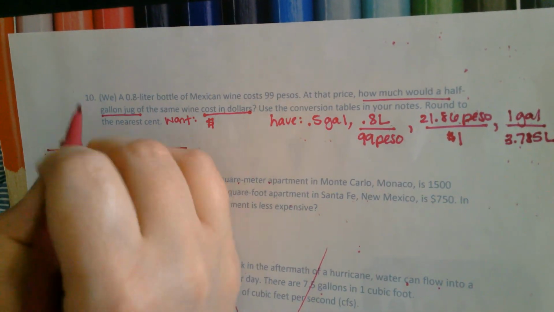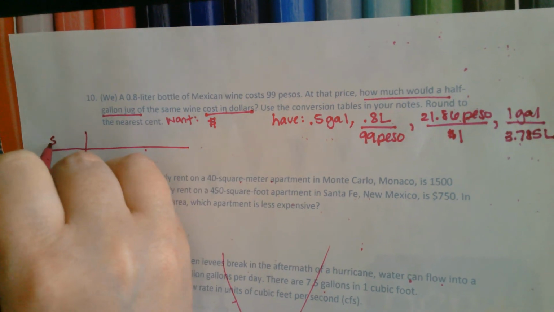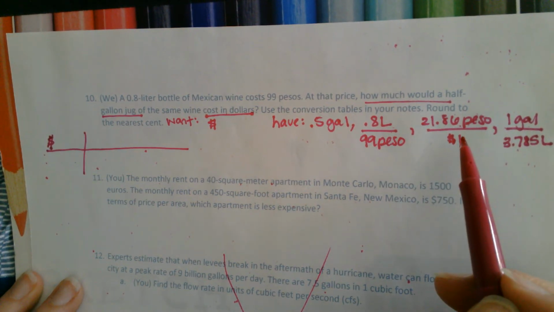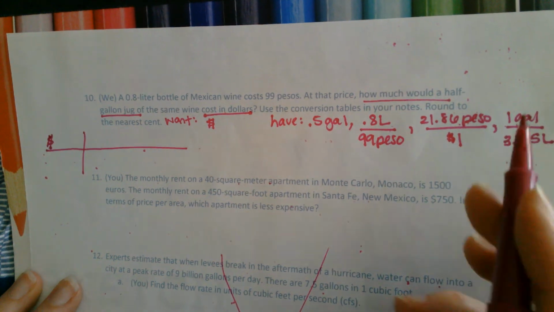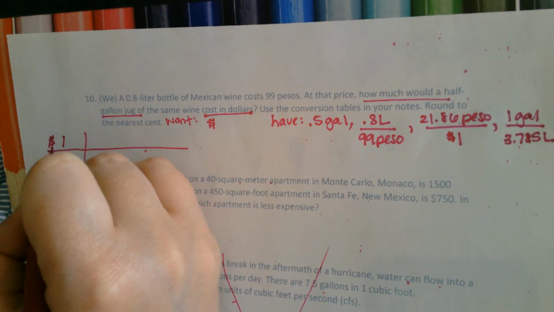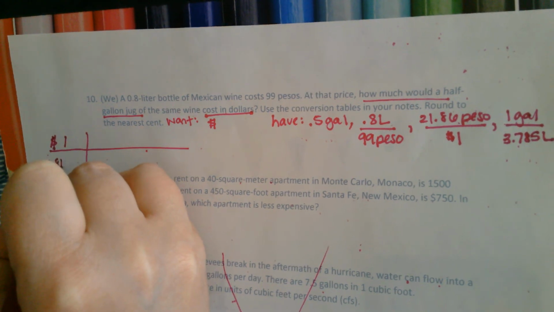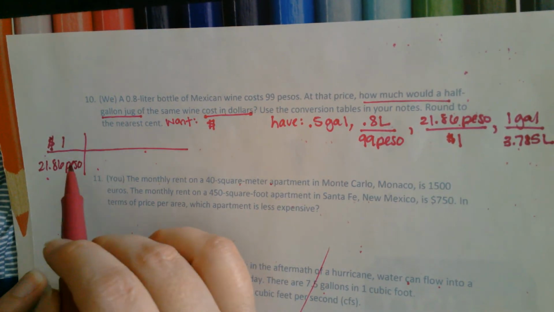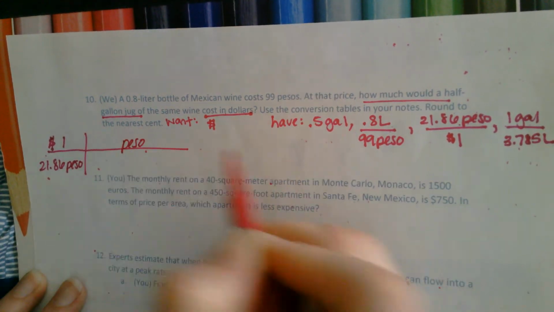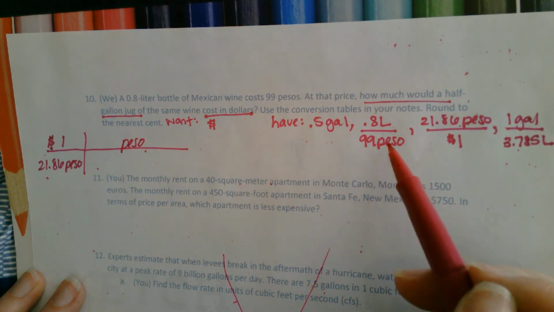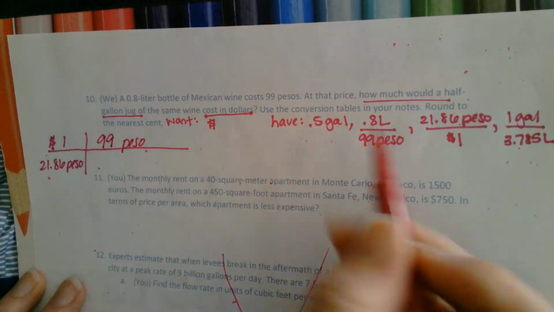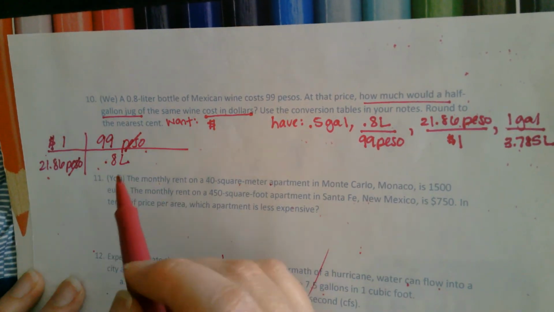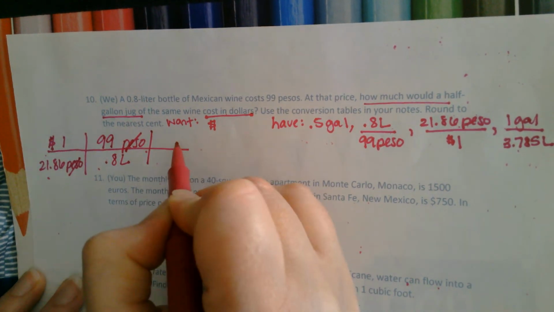Okay, so starting my table, I'm going to start with what I want, so dollars. Looking through my have list, I've got this currency conversion, so 1 goes with my dollar. So 1 up top, and then I have 21.86 pesos. Now I want to cancel out the peso. So what else do I have? Well, I have 99 pesos is what it costs to get 0.8 liters. So pesos cancel.